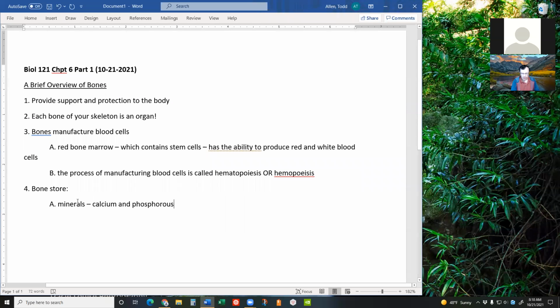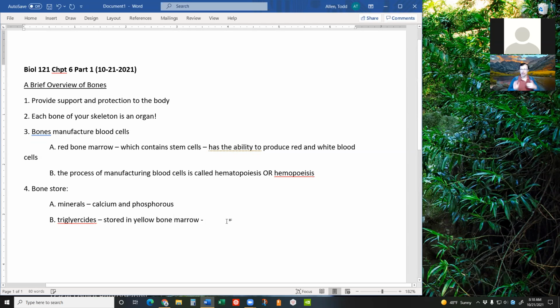Okay, so bones store minerals, and they also store triglyceride. The triglycerides are stored in yellow bone marrow. And so the yellow bone marrow is actually an energy storage depot.